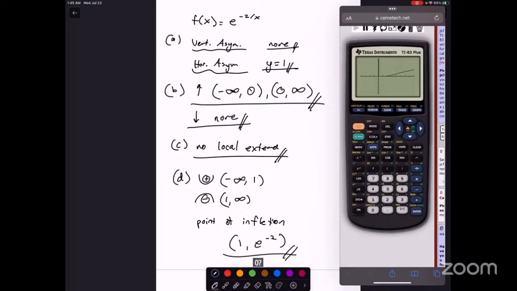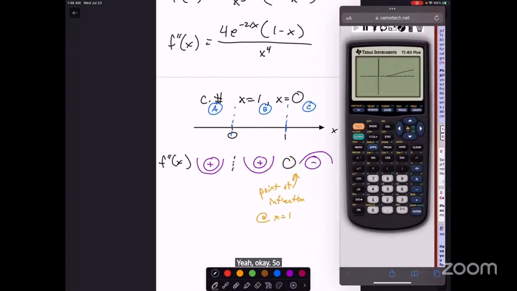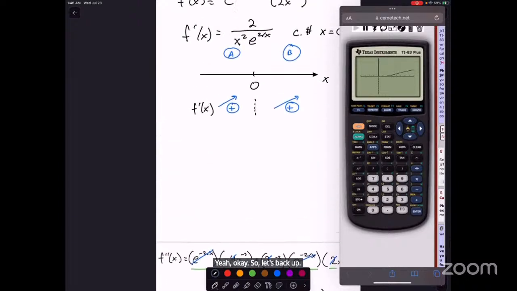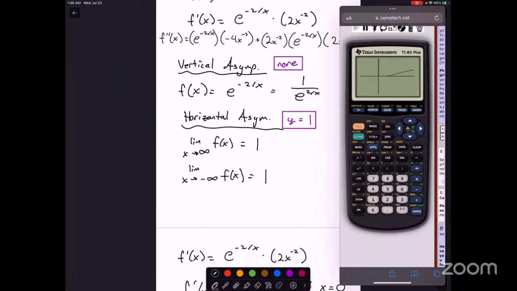Let's see. Oh, when x is 0. Okay. Guess that makes sense, yeah, because we can't divide by 0. Yeah, okay. So let's back up.